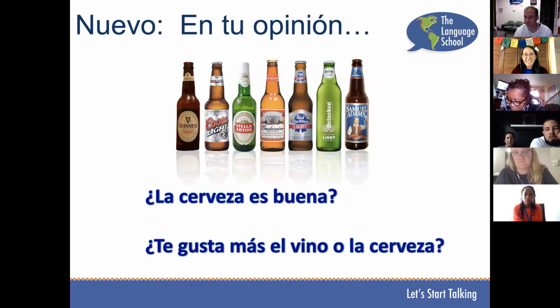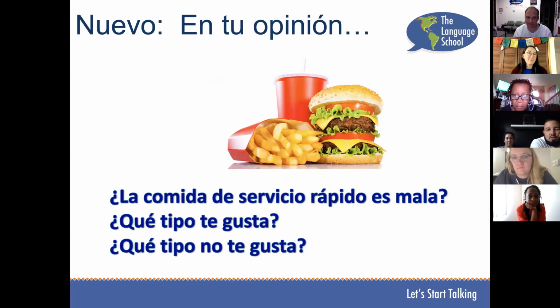Emily, ¿la cerveza es buena? Sí, la cerveza es muy buena. ¿Te gusta más el vino o la cerveza? Prefiero el vino rojo. ¿La comida de servicio rápido es mala?